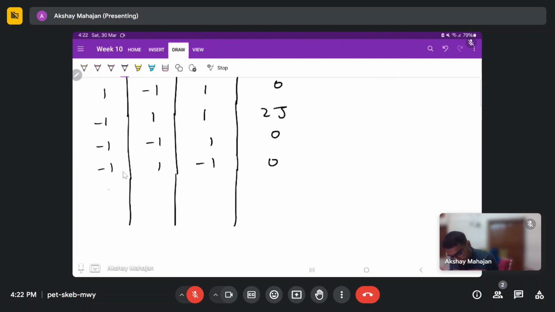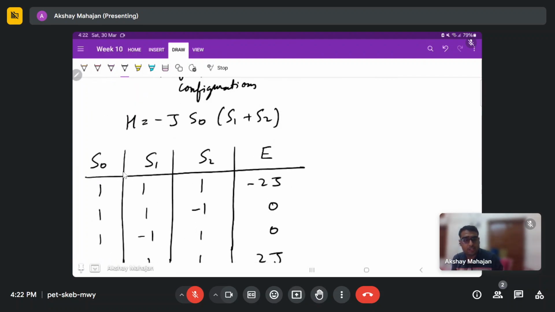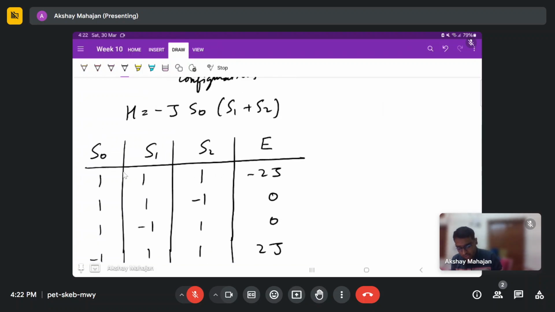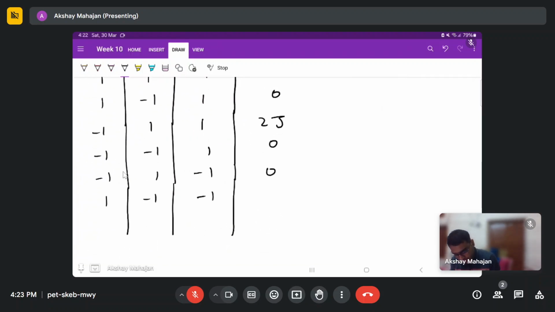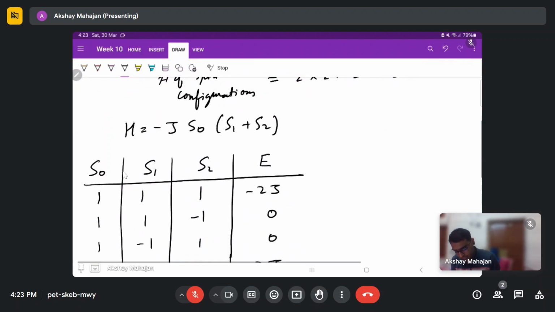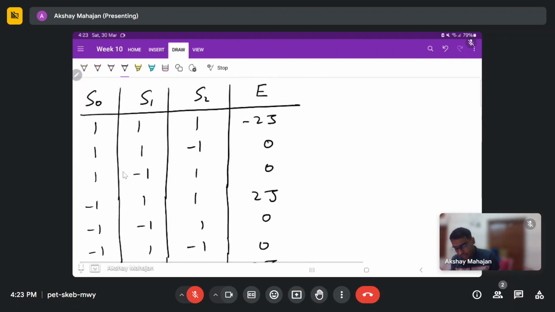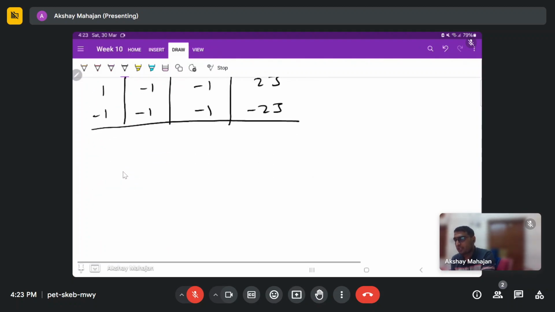And if we have 1 minus 1 minus 1, then S1 S2 are minus 1 minus 1, so S1 plus S2 becomes minus 2, S0 is 1, so we get minus 2 times minus J, we will get 2J value. And then we have minus 1 minus 1 minus 1, so all three of them are minus 1, minus 2 times minus 1 will be 2, so what we get is energy is minus 2J. Right? So these are all the spin configurations and their corresponding energies. So this we have already found. Now we have to find the average energy.